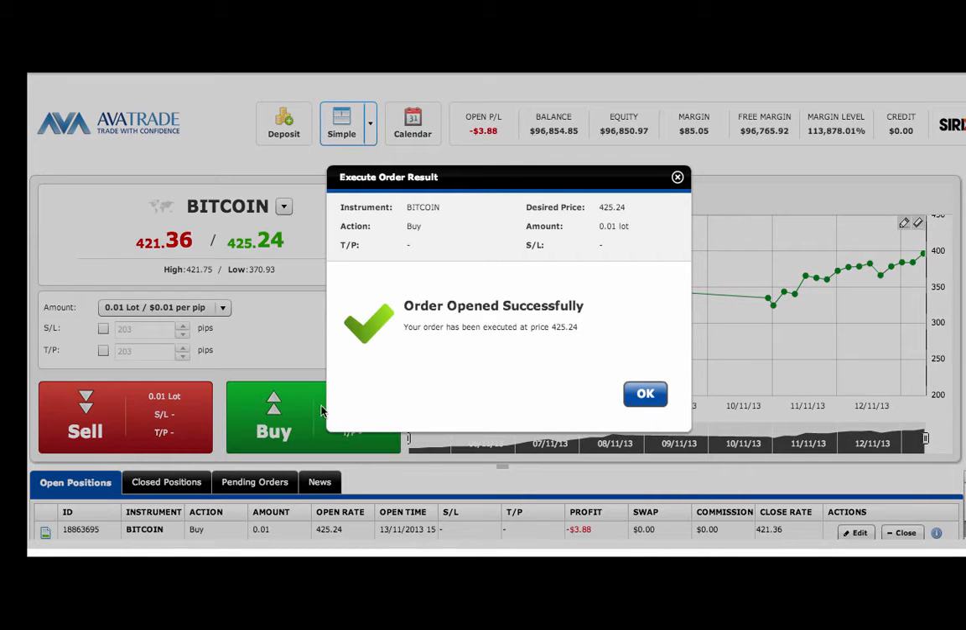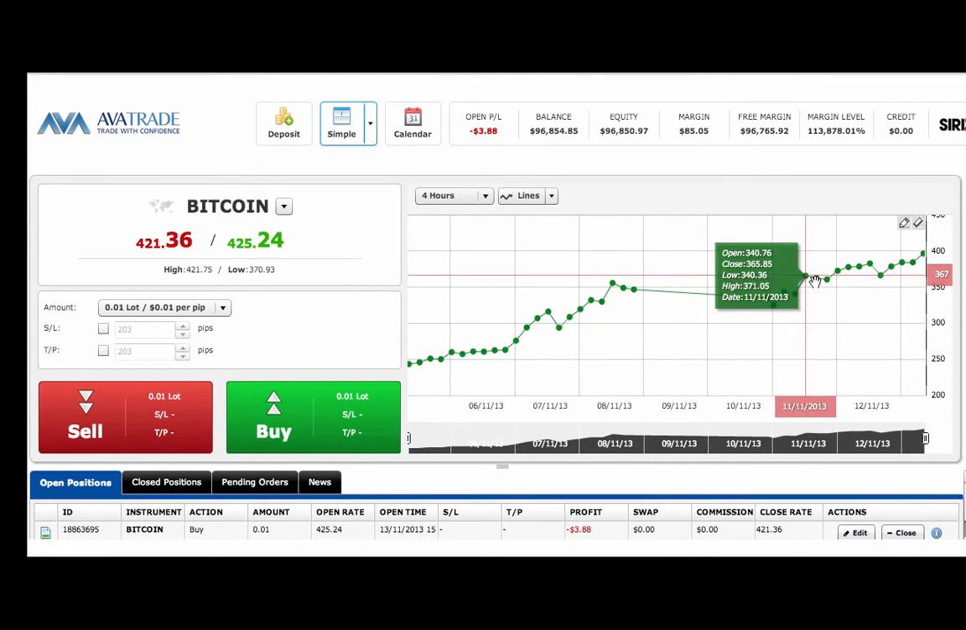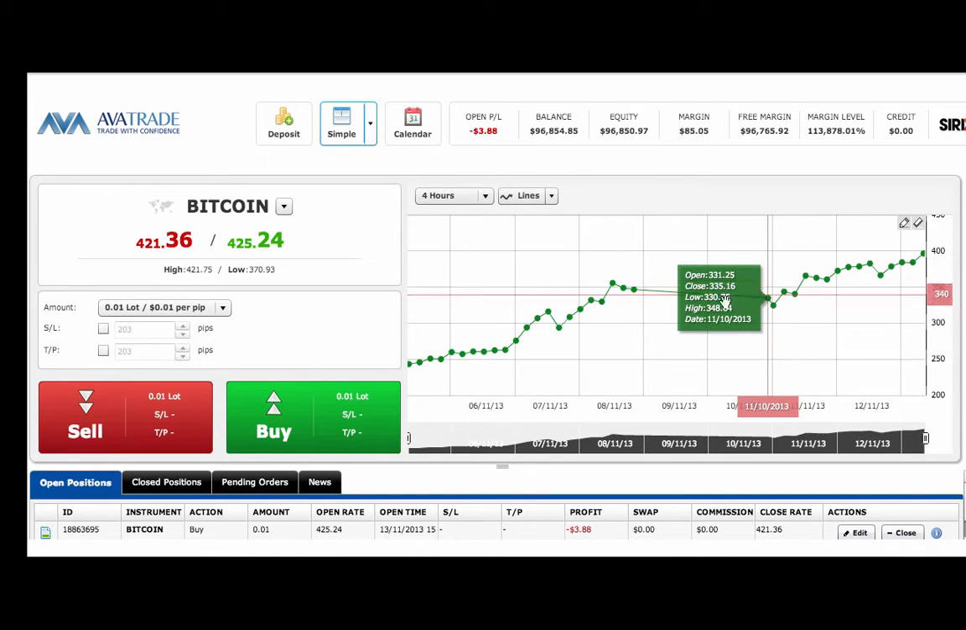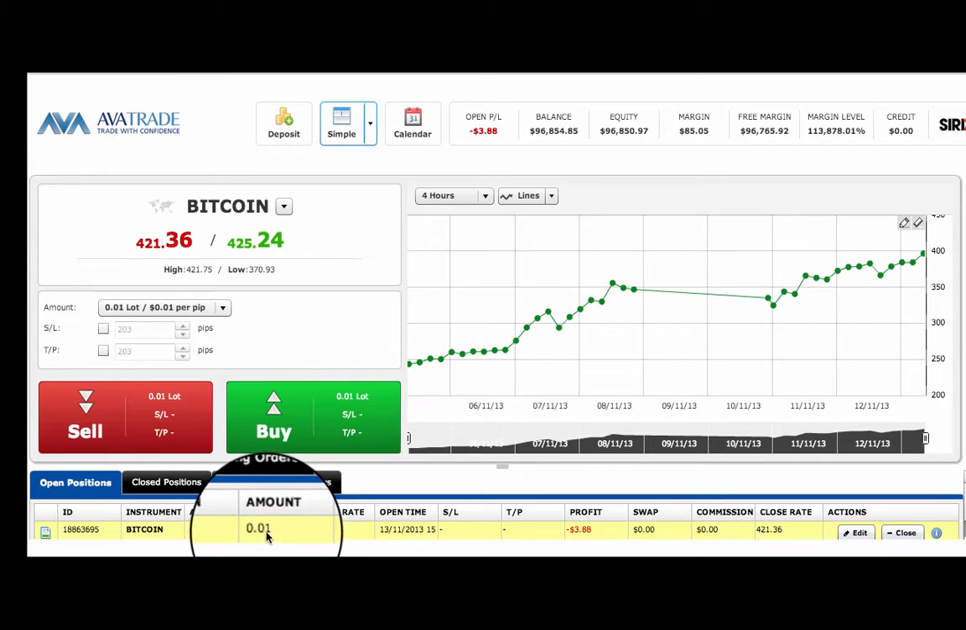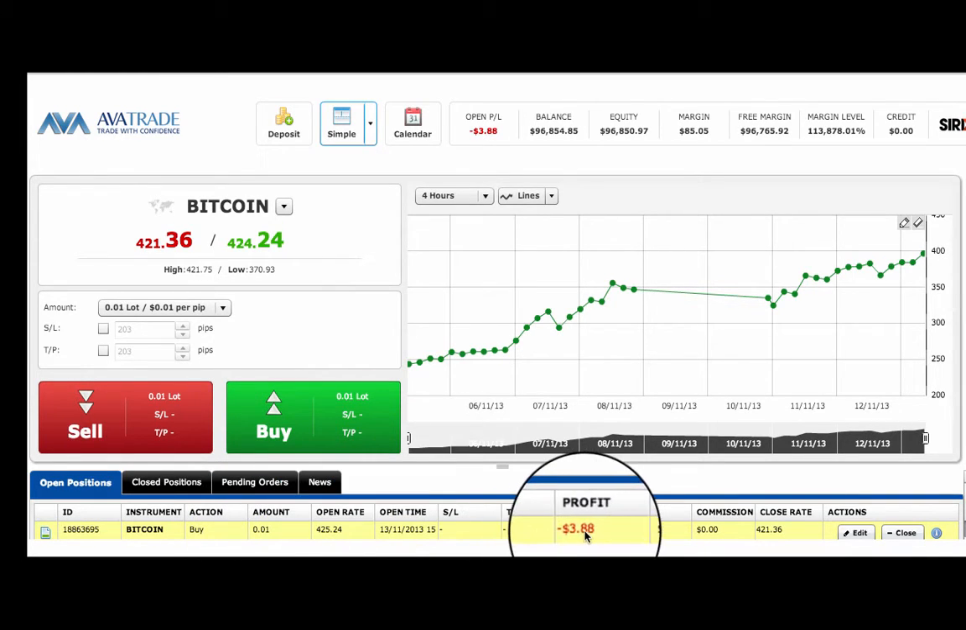So click on buy. And by the way, I clicked on buy because I assume that the Bitcoin is going to go up and not going to go down, as you can see from the graph here in the last 4 hours. It's on an upward trend. So now I have my open order here, the buy order, and this is the amount I bought, and this is the open rate I bought, and now you can see here is the profit.